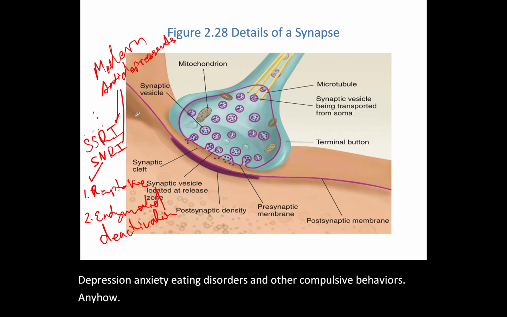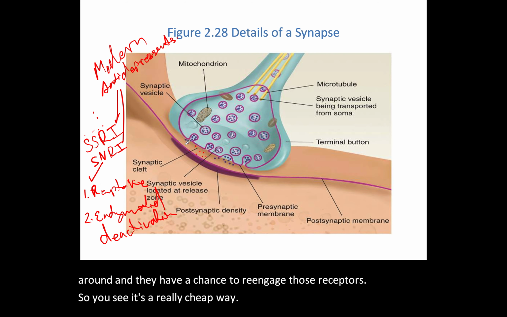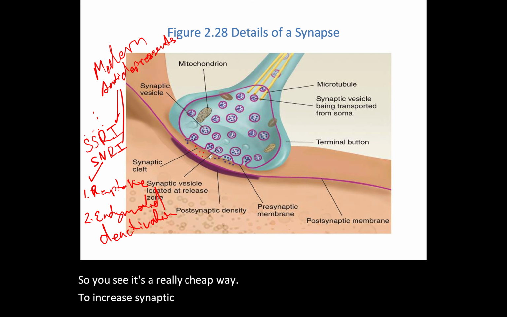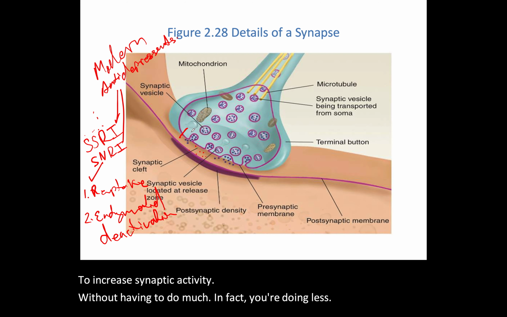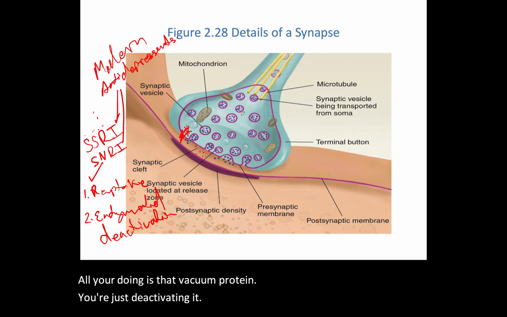Anyhow, what's the effect of blocking reuptake? Well, neurotransmitters stick around and they have a chance to re-engage those receptors. So you see, it's a really cheap way to increase synaptic activity without having to do much. In fact, you're doing less. All you're doing is that vacuum protein, you're just deactivating it. That's not very stressful for the cell, which is great.